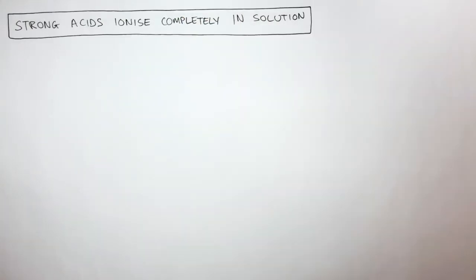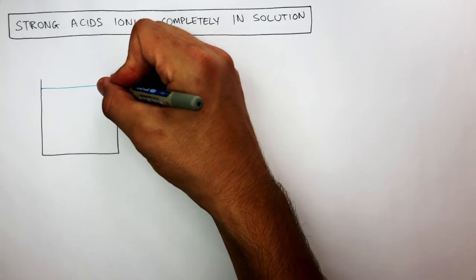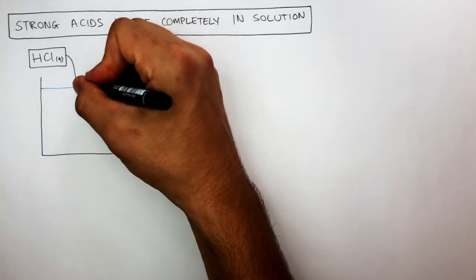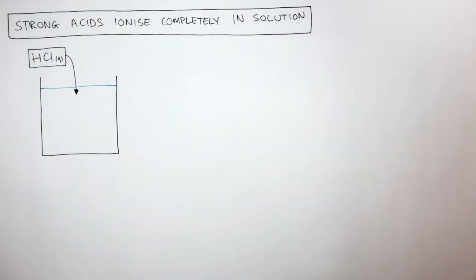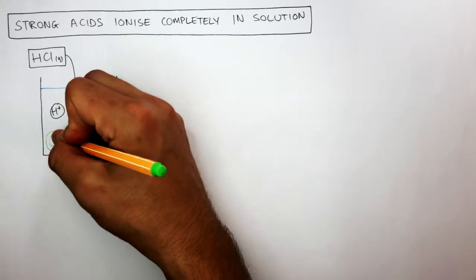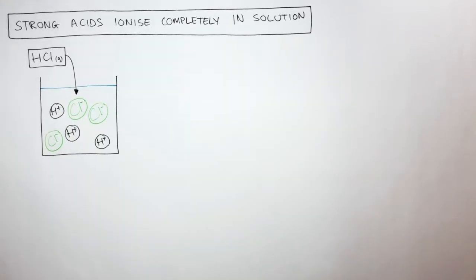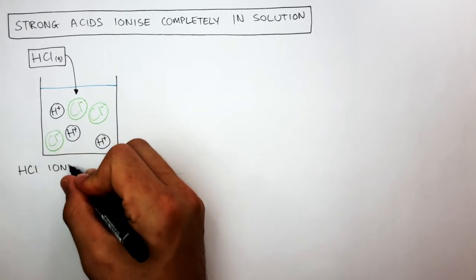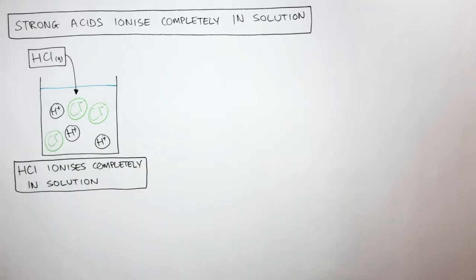So we already know strong acids ionize completely in solution. We know this because when we have a beaker full of water, the hydrogen chloride gas dissolves in the water and completely ionizes, forming hydrogen ions and chloride ions which are free to move through the solution. So the hydrogen chloride ionizes completely in solution because it is a strong acid.